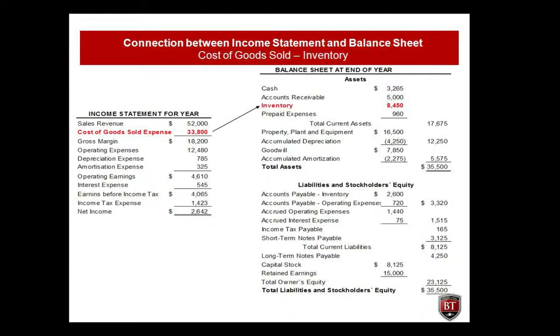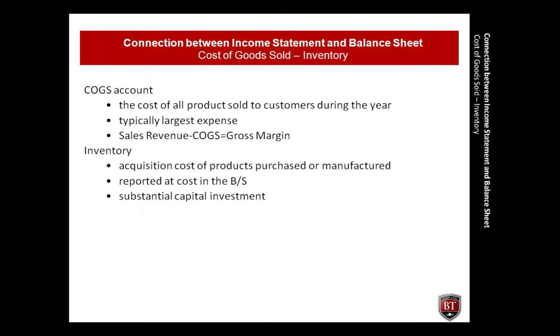There is a connection between inventory on the balance sheet and cost of goods sold on the income statement. Cost of goods sold. Cost of goods sold is generally the largest expense of a company. It is an income statement item. Sales revenue minus cost of goods sold equals gross margin.